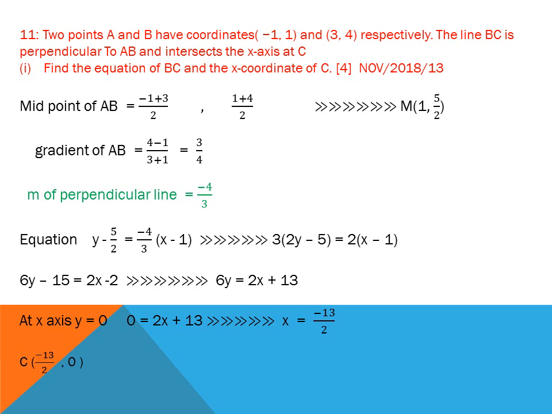Then I apply the formula y minus y1 equals m into x minus x1. When I simplify this equation, I find that 6y is equal to x plus 13. At the x-axis, y should be 0. I put the value y equals 0 and find that x is equal to -13/2. So the coordinates of C are (-13/2, 0).